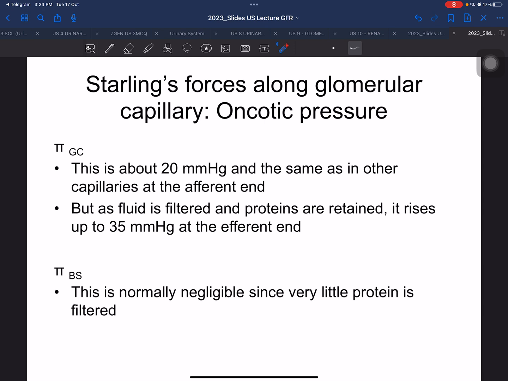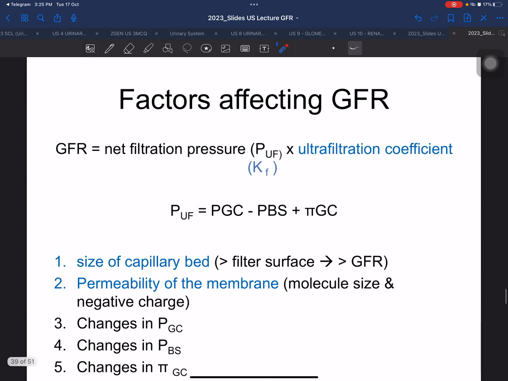In the Bowman space, the oncotic pressure is negligible because very little protein is filtered, so it can be 0 and we can ignore it in the calculation. That is the net filtration pressure, the hydrostatic and oncotic pressures. Now we look at the factors of the ultrafiltration coefficient that affect the GFR.